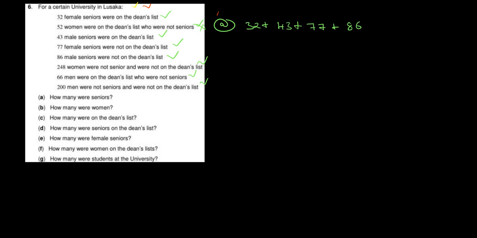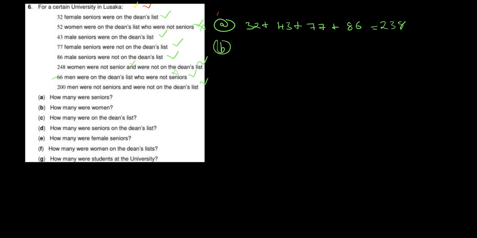248 women were not seniors, so this one is out. Then 66 men were on the dean's list who were not seniors, so this one also no. Then 200 men were not seniors, so this one is out. Once you add these, you get 238. Okay, that's for A.